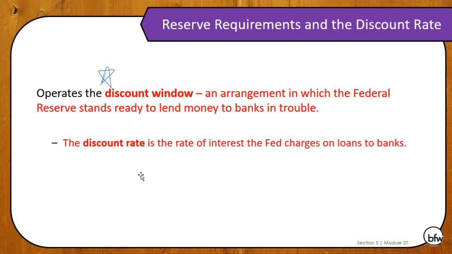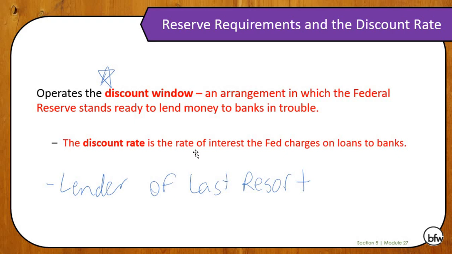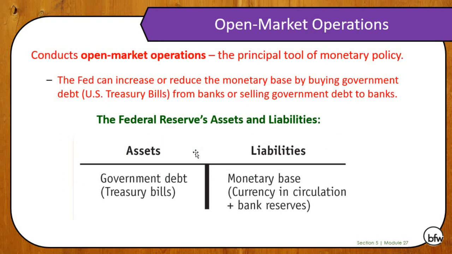All right. And like I said, the discount window is where the Federal Reserve stands ready to lend money to banks. The Federal Reserve is the lender of last resort. The discount rate is the interest rate on loans that the Fed charges to these banks. Okay. Now, lastly, open market operations.